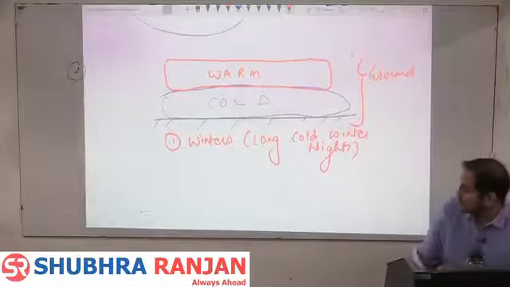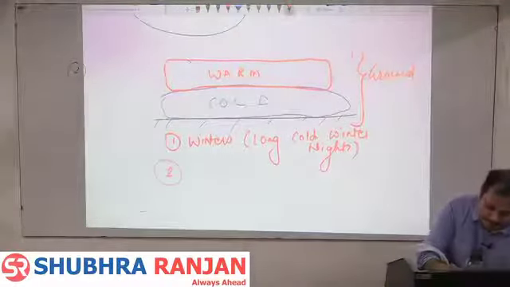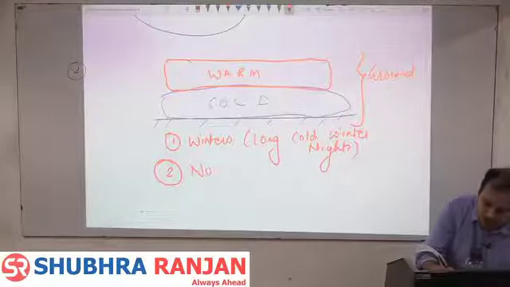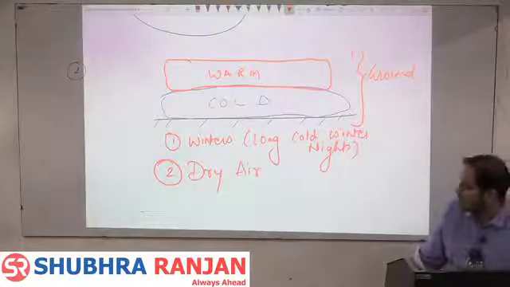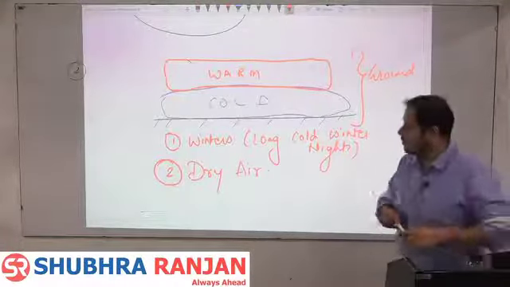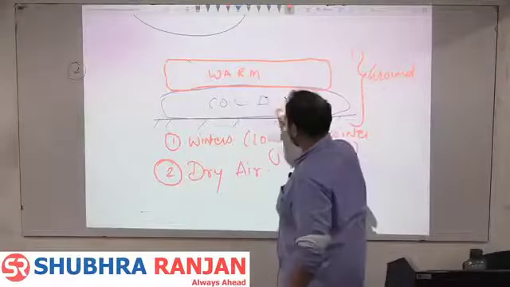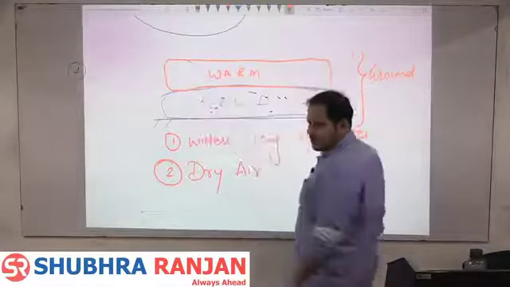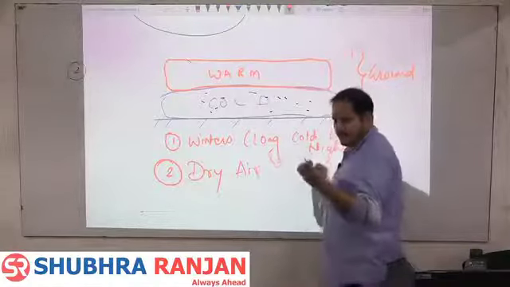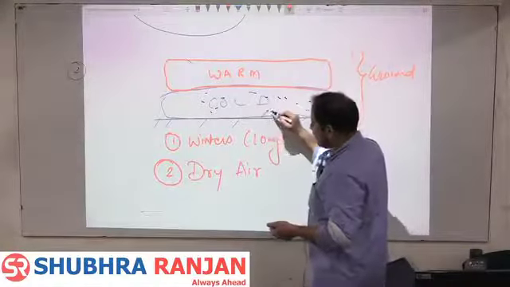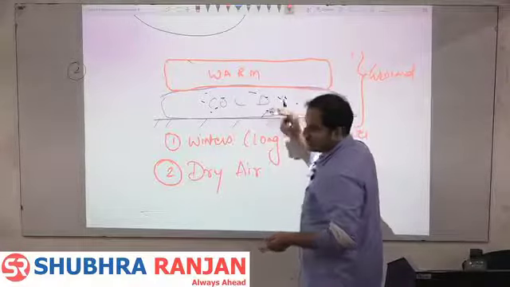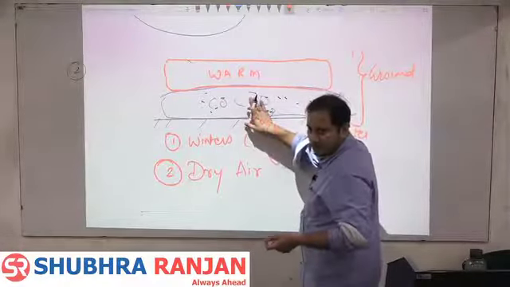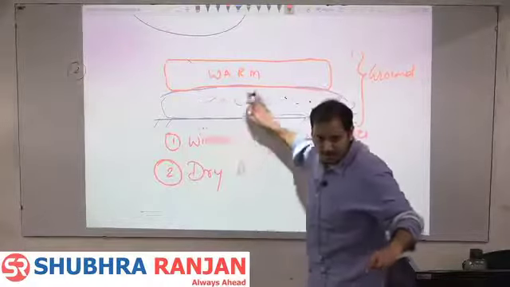Second is no moisture, or the second best is presence of dry air. Why dry air? Because in case if there is a water vapor here in this air, this water vapor means moist air, it will trap the heat that is being lost through the terrestrial radiation, because water vapor is a greenhouse gas, and if this traps the heat, then this layer will not become colder, and hence the presence of dry air near the ground.